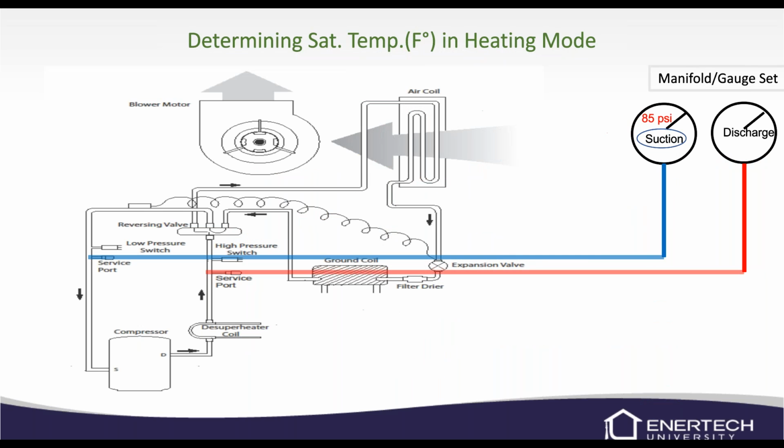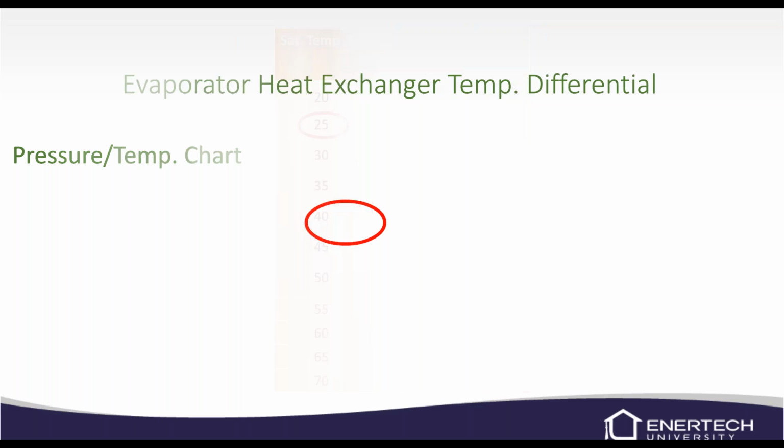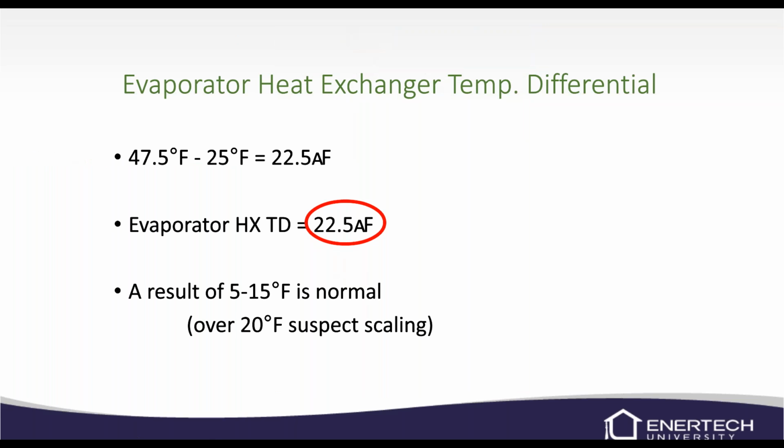Next, we're in heating mode. So we're going to take our suction pressure, which we're going to tell you is 85 psi, and we're going to look it up on the pressure temperature chart. So 86 is close enough, so that would be 25 degrees. We've got to remember that number. Then we're going to take the 47.5 minus our 25 degree saturation temperature, and that gives us a number of 22.5 degrees.